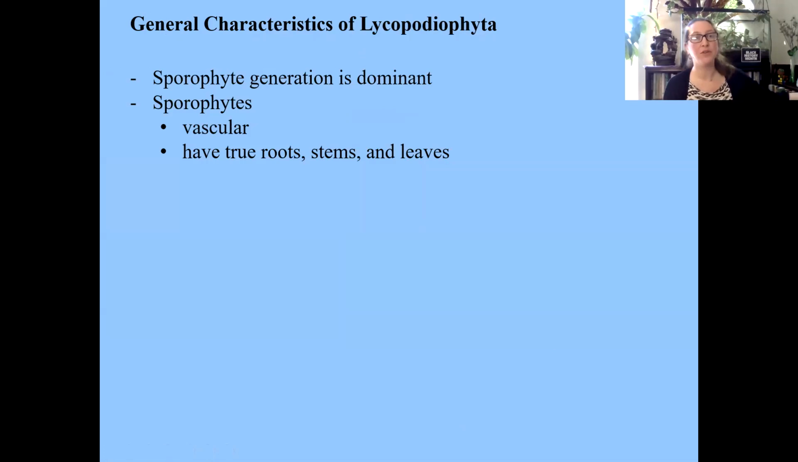Okay, so general characteristics of Lycopodiophyta. Some of these are going to be things that we can predict already, because we've had this class enough now. Some of these should not be surprising anymore. For example, Lycopodiophyta is an example of vascular plants. So we know the sporophyte generation is dominant, right? And because the sporophytes are vascular, we know that they have true roots, true stems, and true leaves. We can already guess that.